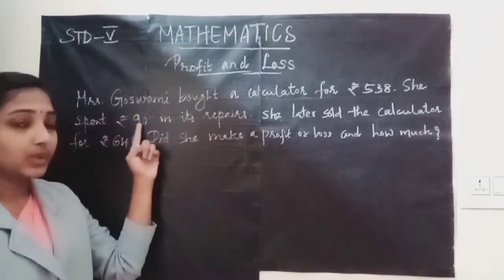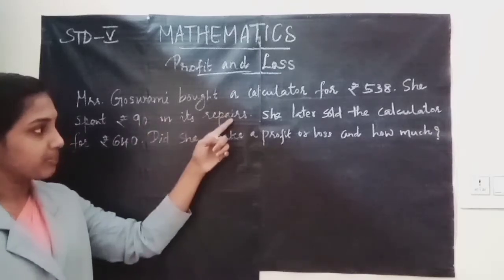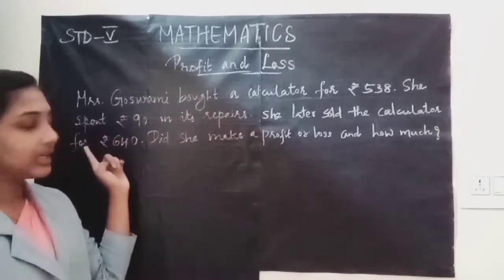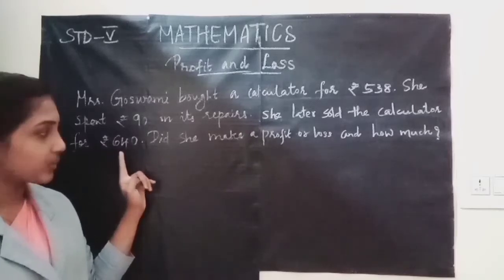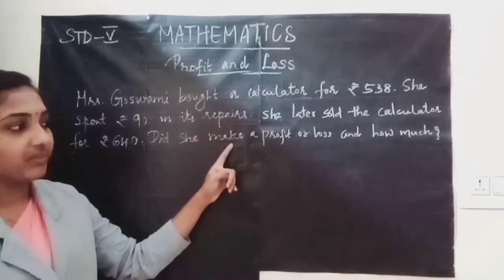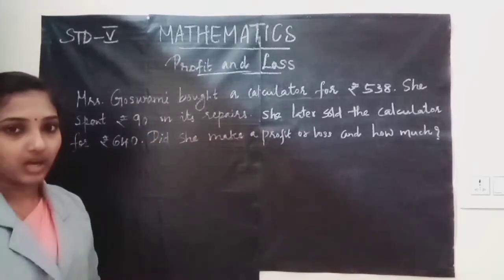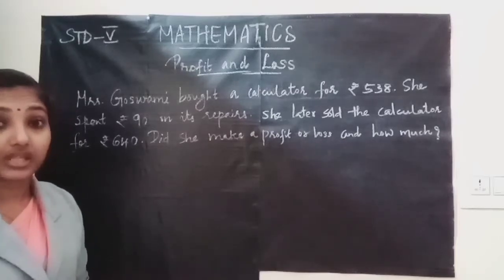She spent rupees 90 on its repairs. She later sold the calculator for rupees 640. Did she make a profit or loss, and how much? Okay, so what is in the question?